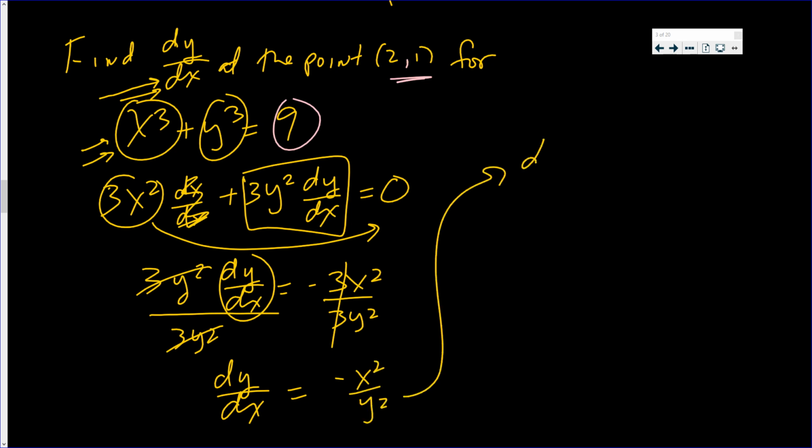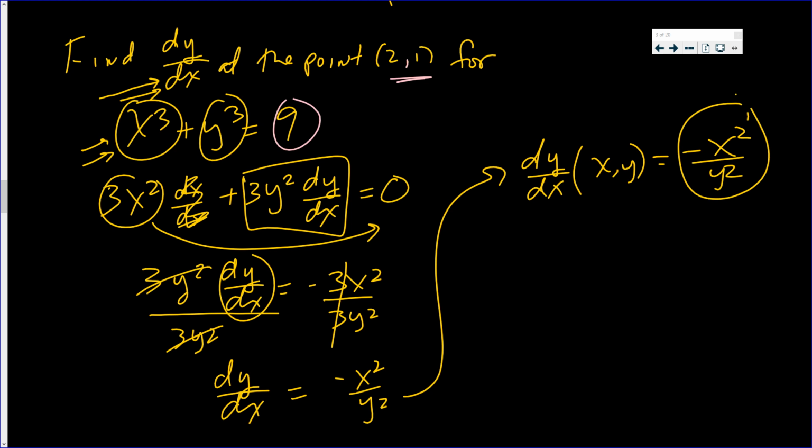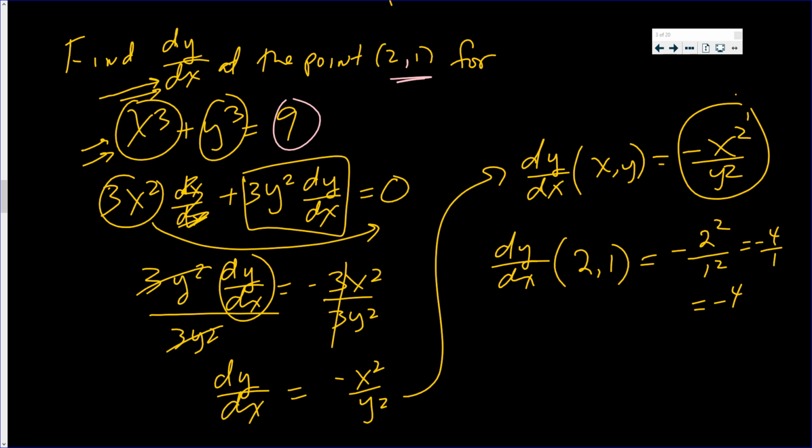Now, this here is a function of x and y. I know it is, because I see x and y's there. So they want dy dx at the point (2, 1). So it's negative 2 squared over 1 squared, which is negative 4 over 1, which is negative 4. Okay, so basically, we just found the derivative the way we've been doing for this whole video, and then I plug in 2 for x and 1 for y.